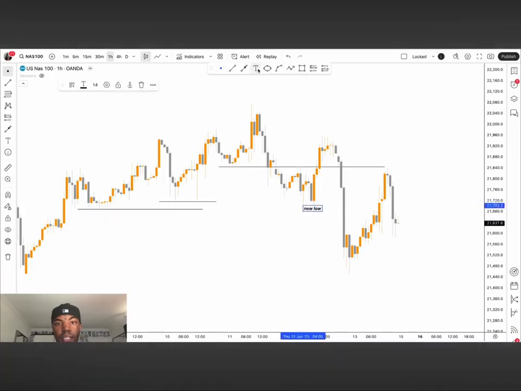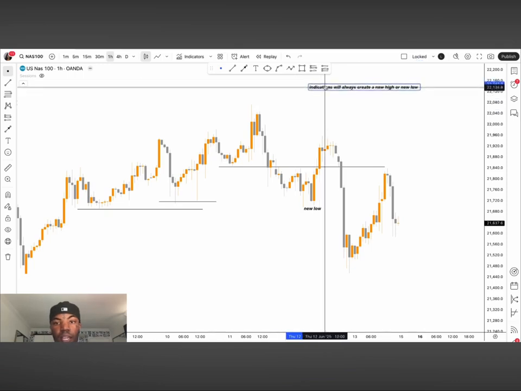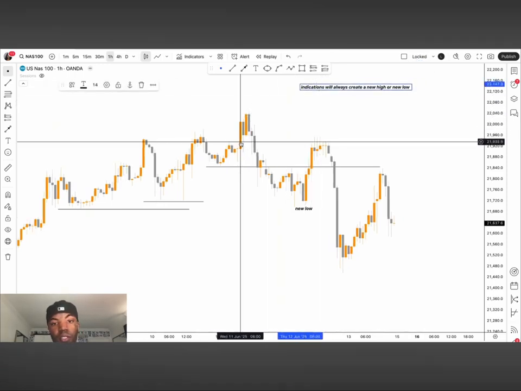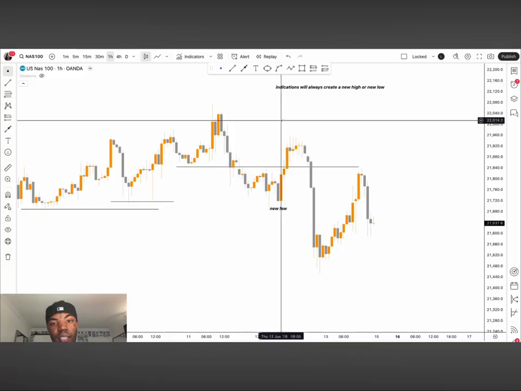And remember, indications will always create a new high or new low, right? So indications will always create a new high or new low. So you shouldn't be confused on if price is on an indication or not. Is it a new high or is it a new low? If it's not either one, it's not an indication.